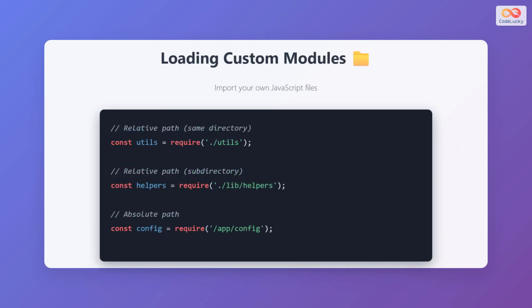In addition to built-in modules, you can also load your own JavaScript files as modules. To do this, you use the require function with the path to your file. If the module is in the same directory, use a relative path like this: const utils = require('./utils'). If the module is in a subdirectory, you can use a path like this: const helpers = require('./lib/helpers'). You can also use absolute paths, though it's less common: const config = require('/app/config').